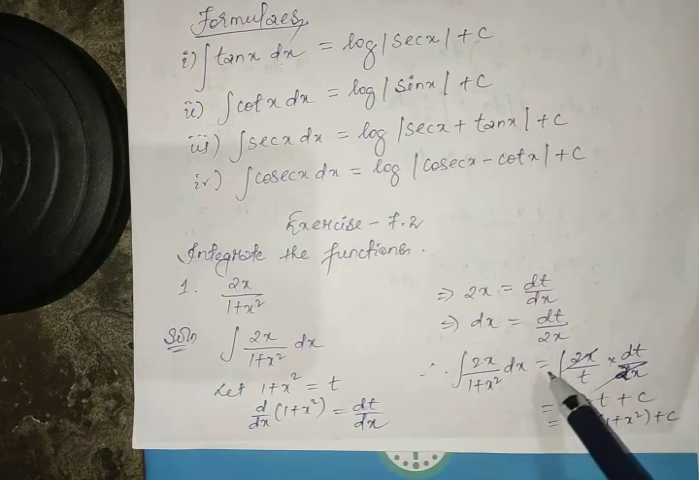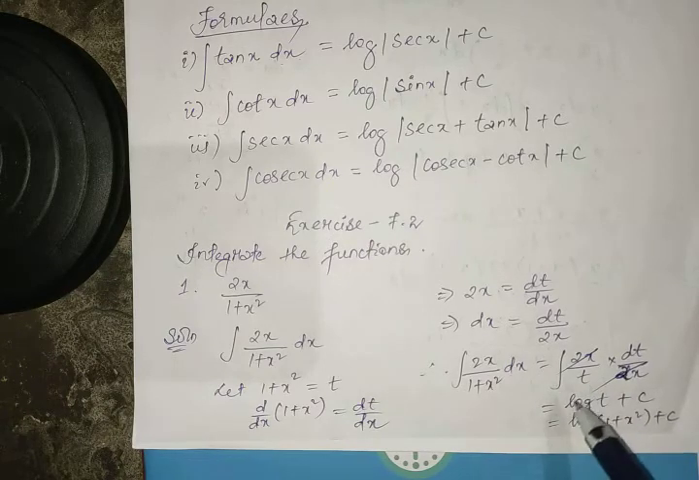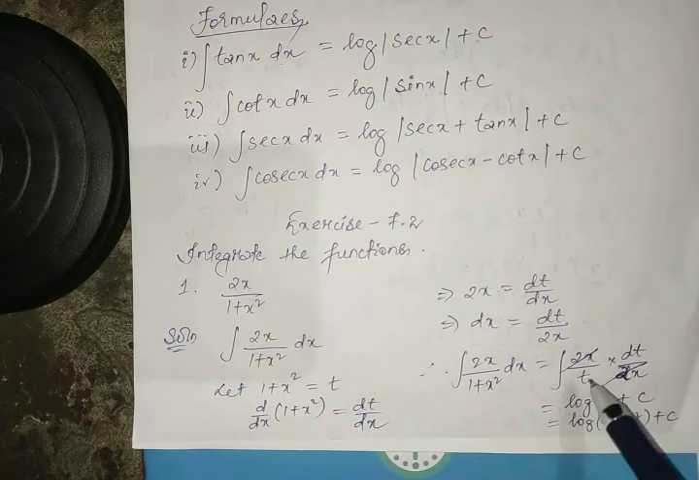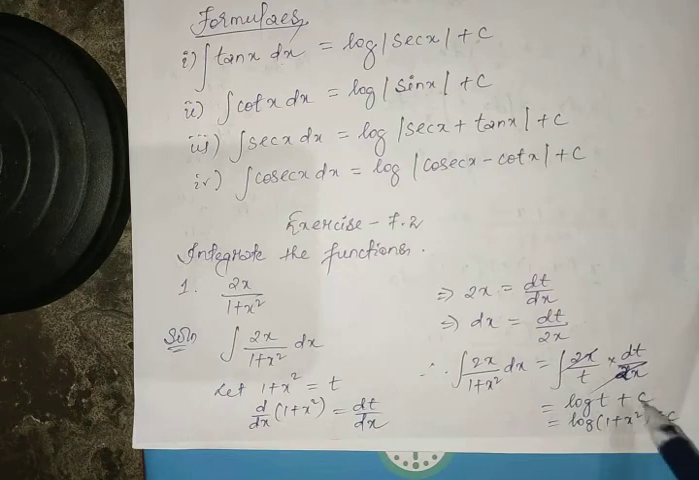Then 2x is cancelled, right? So what is remaining? 1 by t. And what is integration of 1 by t? That is log of t. I have given you in the formulas integration of 1 by x dx, so here integration of 1 by t is log t plus c. So the integration part is over, then you have to put a constant plus c.